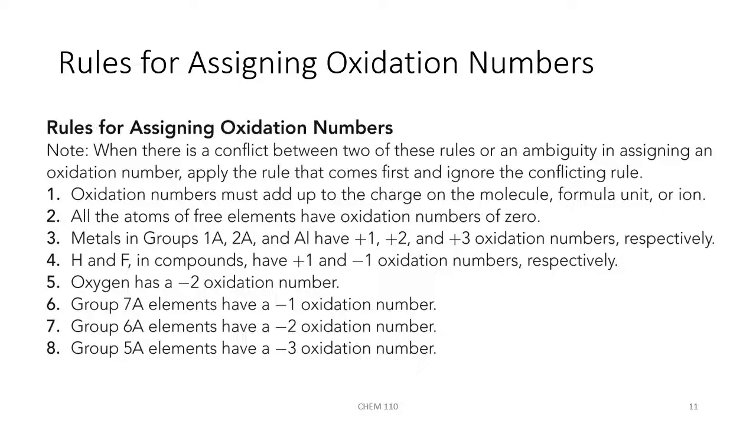Hydrogen in compounds has a +1 oxidation number. Fluorine in compounds has a -1 oxidation number. Oxygen has a -2 oxidation number. The other halogens in group 7A have a -1 oxidation number. Group 6A elements have a -2 oxidation number, and group 5A elements have a -3 oxidation number. Sometimes we'll find that these rules might conflict. If they conflict, we want to apply the rule that comes higher on the list first.